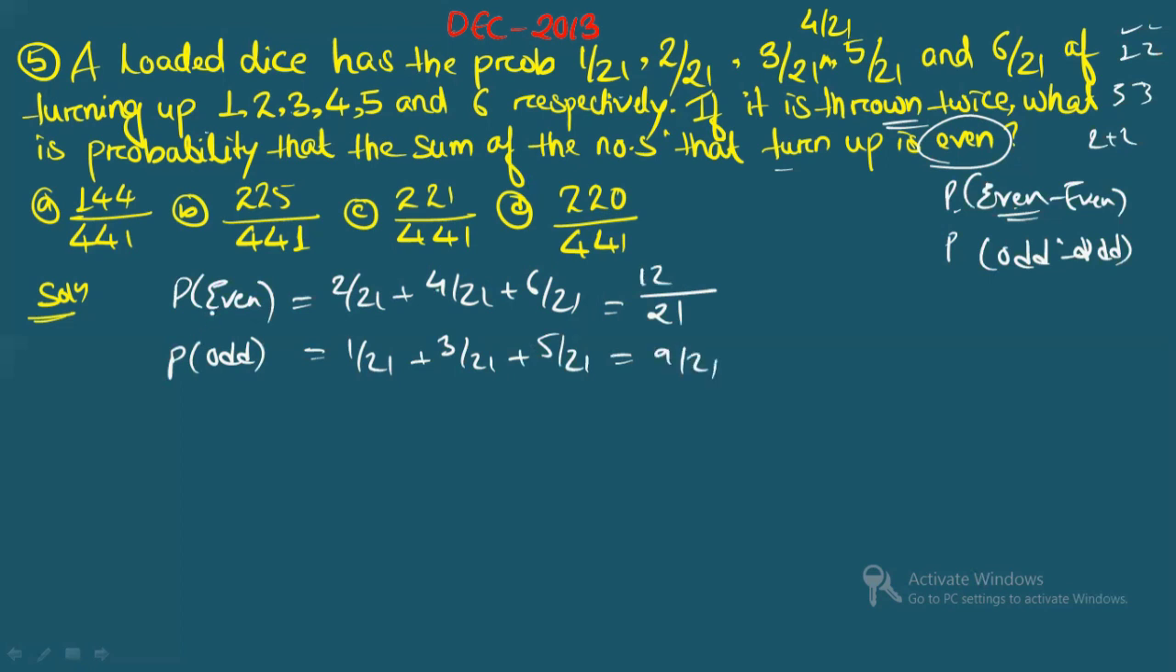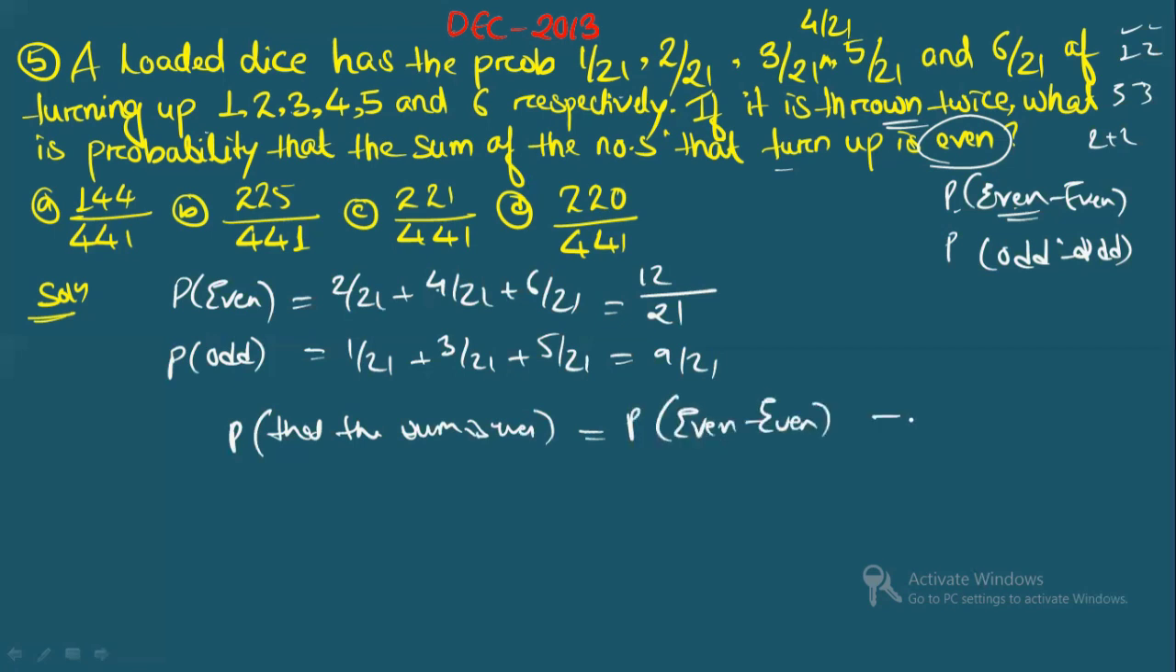So this is probability for even. Okay, this is total probability for even. Now you need the probability that the sum is even. So for that, it's simple. Probability for even plus probability for odd, you will do.